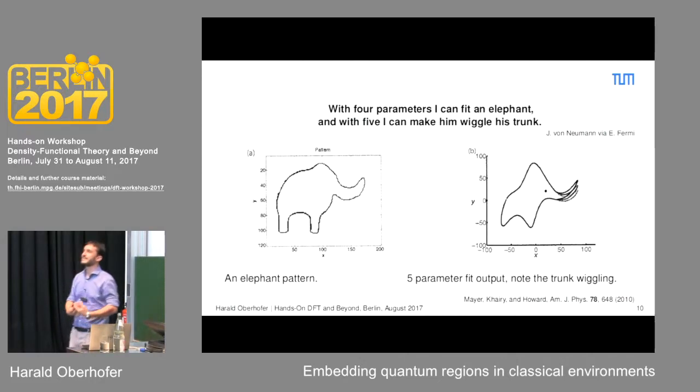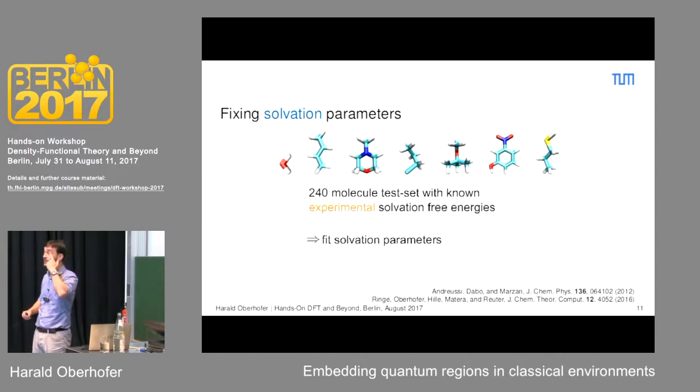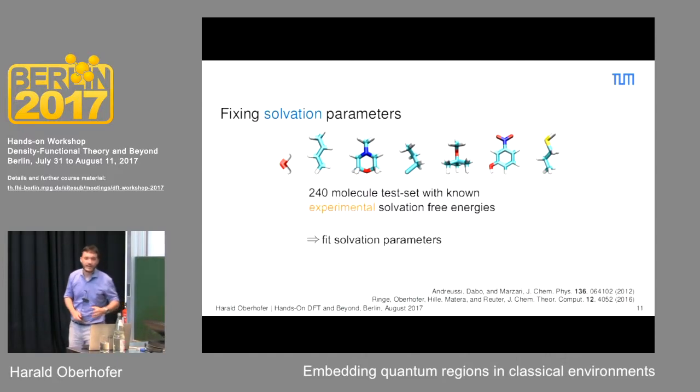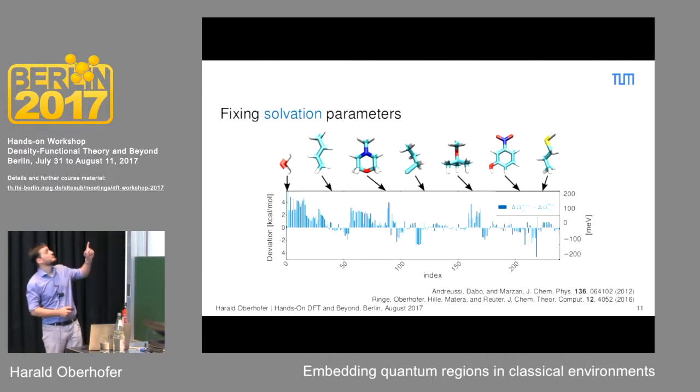What that means is that having a model that contains too many parameters which you do not have a physically reasonable way of determining makes the model slightly questionable. Because with enough parameters, you can fit anything. So how do we fix our parameters? First of all, we need to fix our solvation parameters, which we're for now going to fix separately from the ionic parameters. We do that by having a, well, large test set of experimental solvation free energies and fit these to that. This is the database which we have.